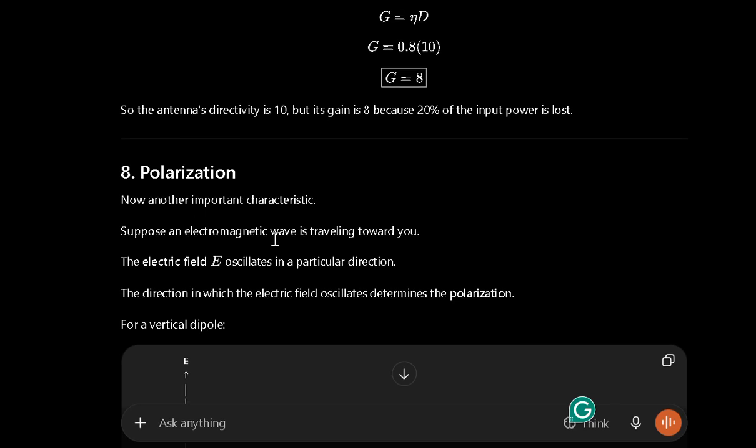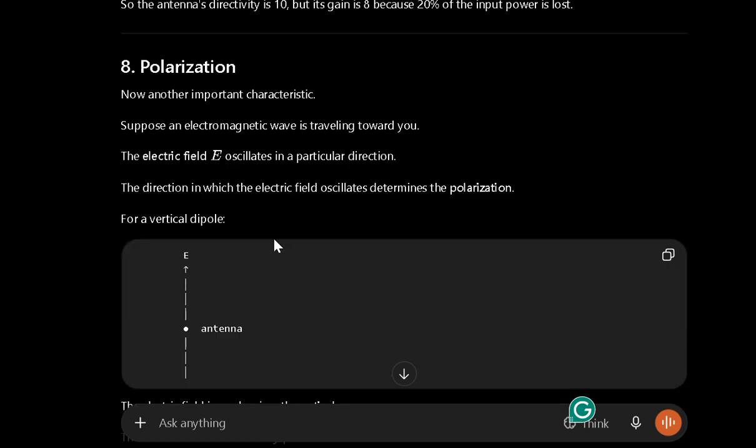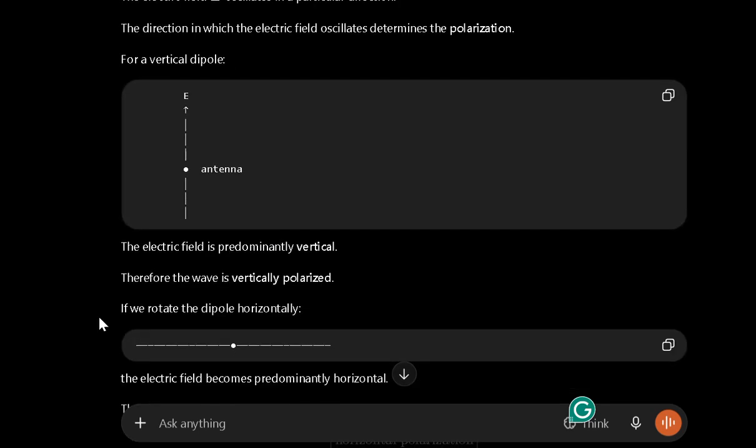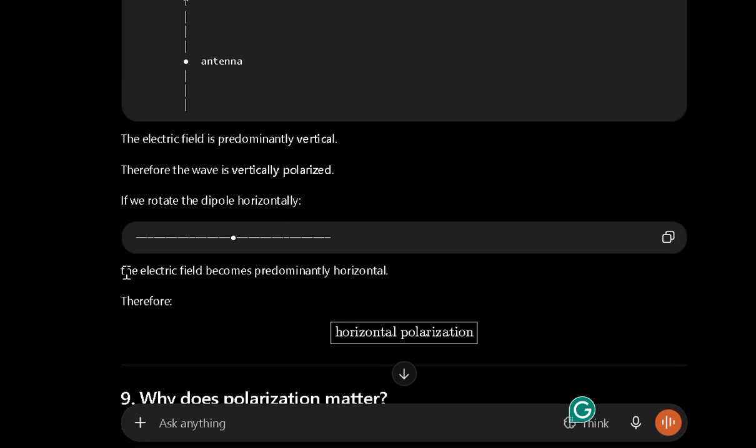Polarization. Now, another important characteristic of the electromagnetic waves traveling toward you: the electric field oscillates in a particular direction. The direction in which the electric field oscillates determines polarization. For a vertical dipole, this is the antenna, the electric field is predominantly vertical, therefore the wave is vertically polarized. When you rotate the dipole horizontally, the electric field becomes predominantly horizontal, therefore horizontal polarization.